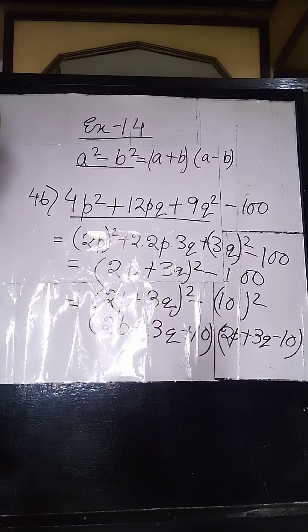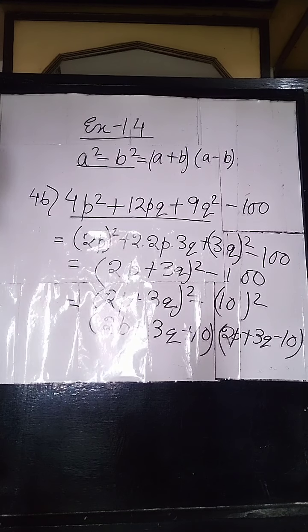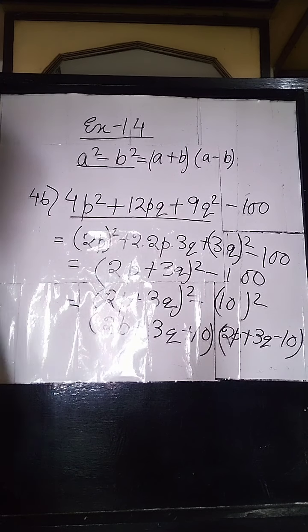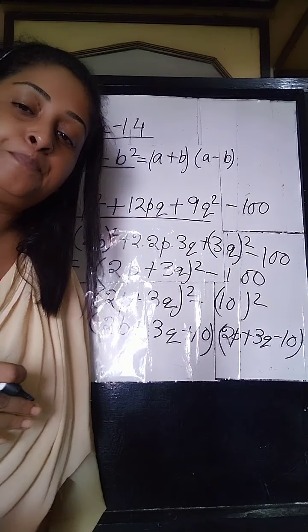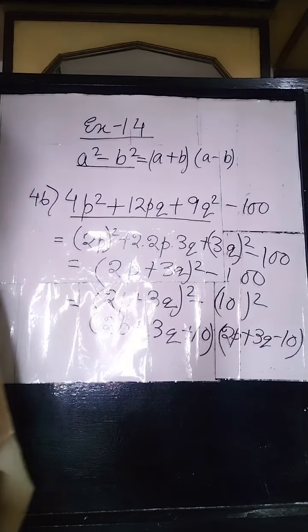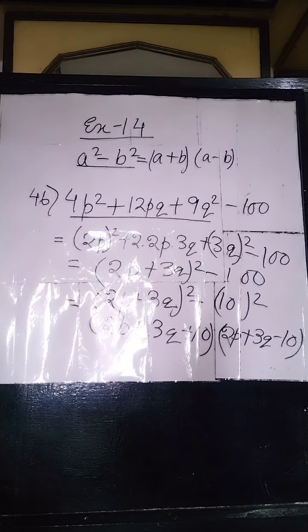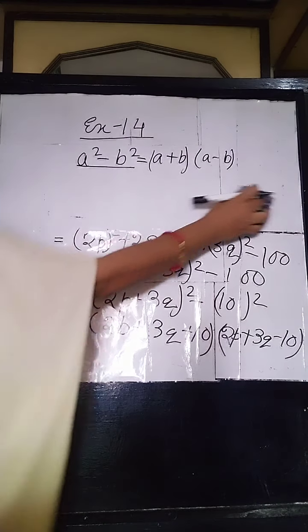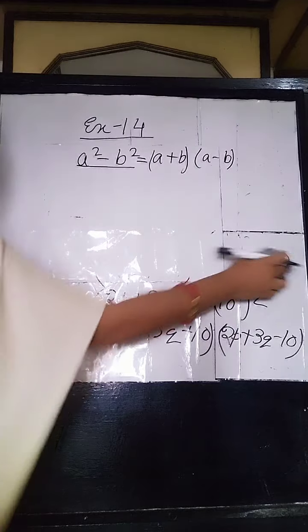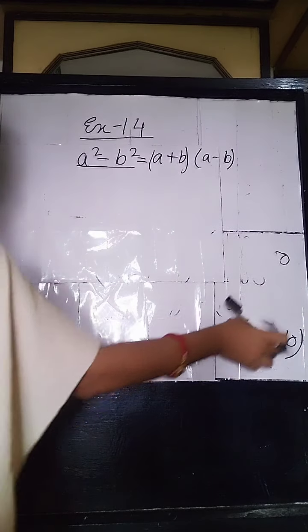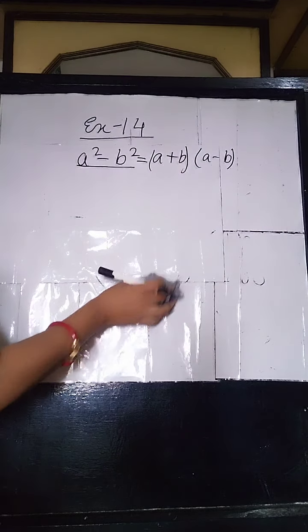Very easy sums, but at the same time very interesting sums also. So applying this formula you will solve the sums one by one. I have solved sum number 36 for you, 46 for you. Now we will do the next sum, that is sum number 47. Let's see what is given in sum number 47.